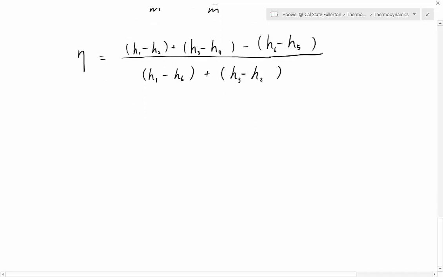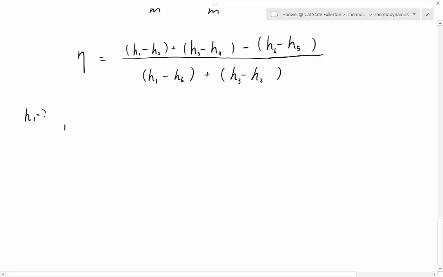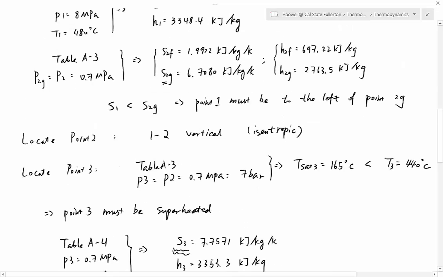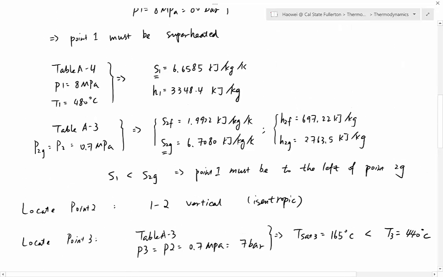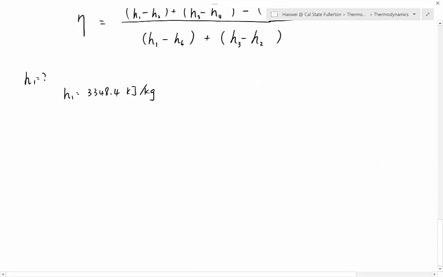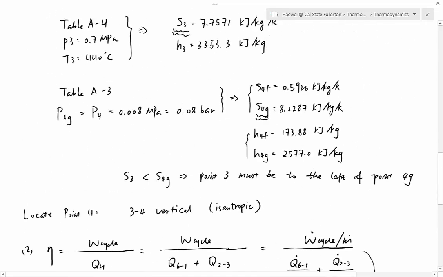Okay, so let's start from H1. What is H1? We found H1 earlier already from table A4. It's 3348.4 kilojoule per kilogram. If you forgot, let me show you. H1 right here. We found H1 already. Okay, so next one, H2. How do we look for H2? We didn't find H2, so let's take a look.